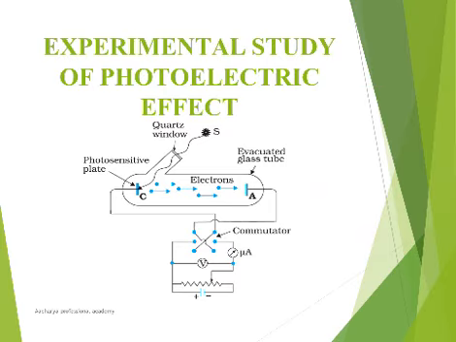So, what is a collector or anode here? It is nothing but a metal plate that collects the emitted electrons. The electrons will be emitted by the cathode C and collected by the anode A.